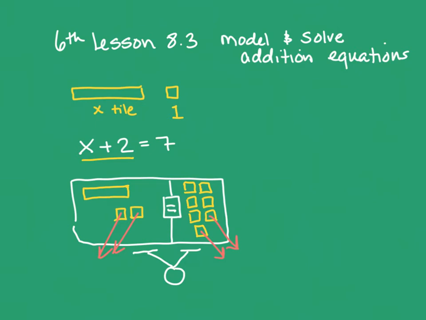So I end up getting x equals 5 once I've isolated my variable. And you knew that was going to be the answer here, right? What's going to make that true? 5 plus 2 is 7. Okay, so all this lesson is doing is getting you the practice at modeling an equation with algebra tiles and then taking the step to isolate that variable. Let's look at a few more.